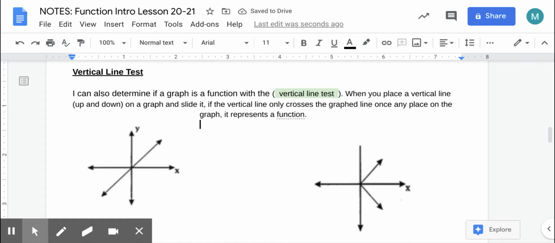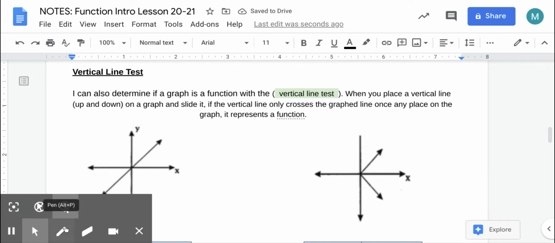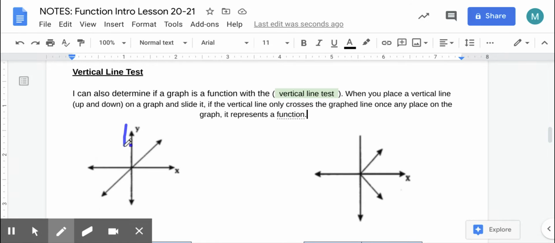Now, what that looks like is this. Hopefully it'll let me write. I've got this pen. A vertical line is up and down. So if I were to take this pen or this vertical line, no matter where I draw a straight up and down line on this graph, my blue line only crosses this black line once, no matter where I draw it.